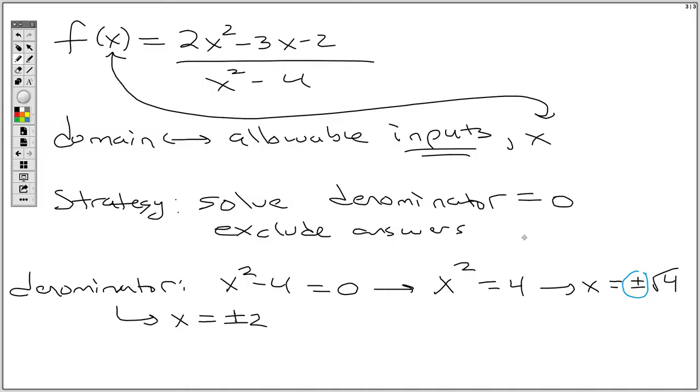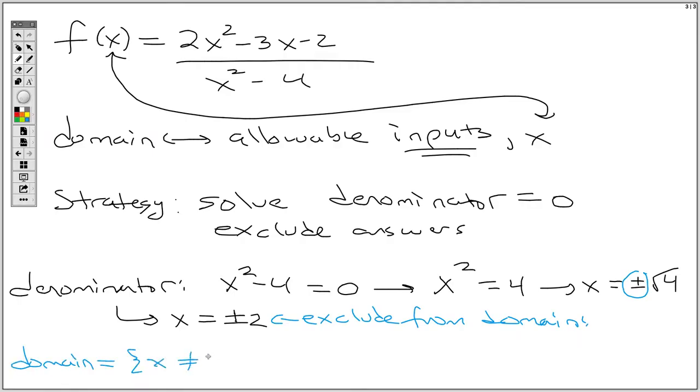Now, what we found here is the x values that are going to cause division by 0. Okay, so these are the x values that are going to cause trouble. So we need to exclude these from the domain. So our domain would be all real numbers except plus or minus 2.